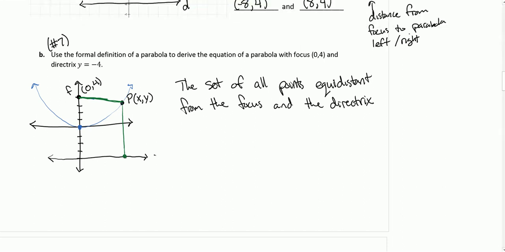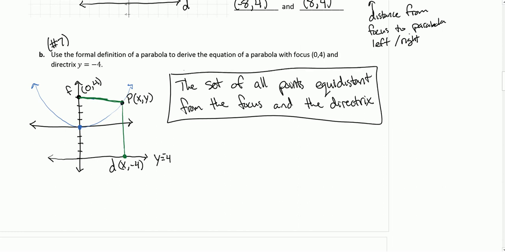The directrix is the line y equals -4. But that particular coordinate where they touch here is going to have the same x value, which is just a generic one, with a height of -4. And we'll call that point D for the point on the directrix. And so by our definition, we know that the distance FP is going to equal the distance from P to D.